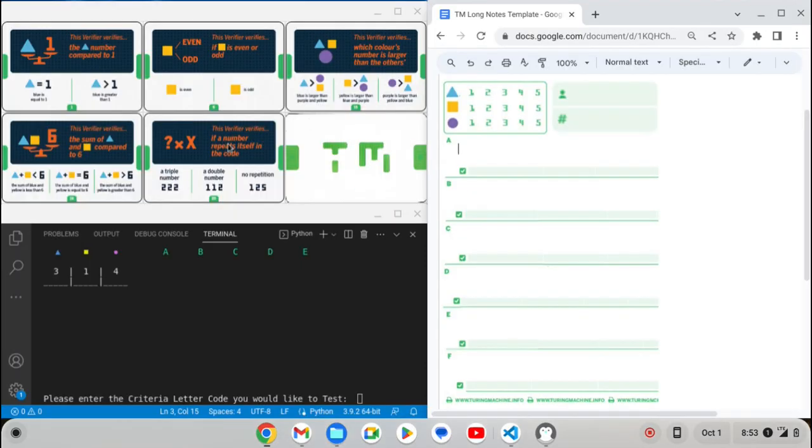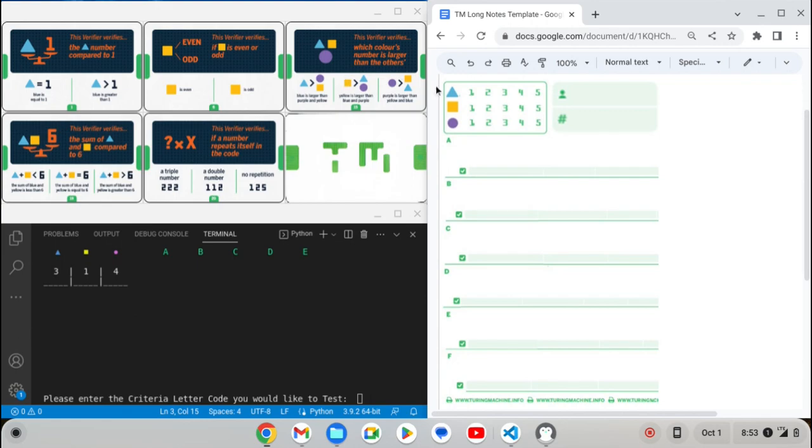So on the grid above, we've got our 5 criteria cards. On the top row, we've got criteria card A, criteria card B, and criteria card C. On the bottom row, we've got criteria card D and criteria card E. So criteria card A looks at our first digit, the triangle digit, and compares it to the number 1. So should the triangle value be equal to 1, or should it be greater than 1? Criteria card B will take a look at our middle digit, the square digit, and will let us know whether its value is an even digit or an odd digit.